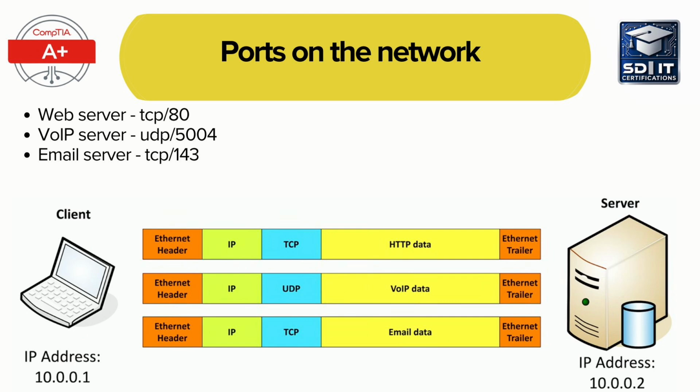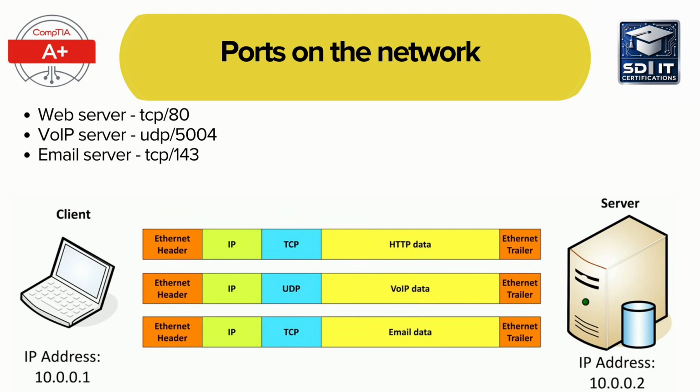You can see that we're sending information across an Ethernet network because we have an Ethernet header and an Ethernet trailer. Inside of each of these communications is IP because IP is the protocol that we use the most for communication. But notice that inside of these IP packets, some of these have TCP traffic, others have UDP traffic, and you can see that the TCP traffic may be HTTP data using port 80, it might be voice over IP data using UDP port 5004, or email data using TCP port 143.